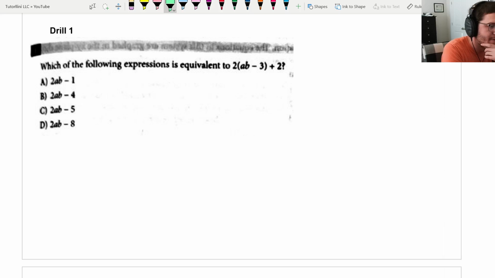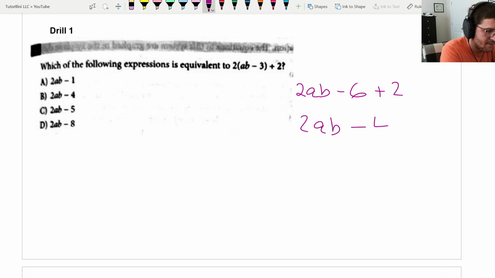Okay, drill 1. Okay, first thing I'm going to do, I'm going to distribute that first guy. So 2 times AB, that's 2AB. 2 times negative 3 is minus 6. And then plus 2. Negative 6 plus 2 is minus 4. So it should be 2AB minus 4, which is answer choice B, which is right.